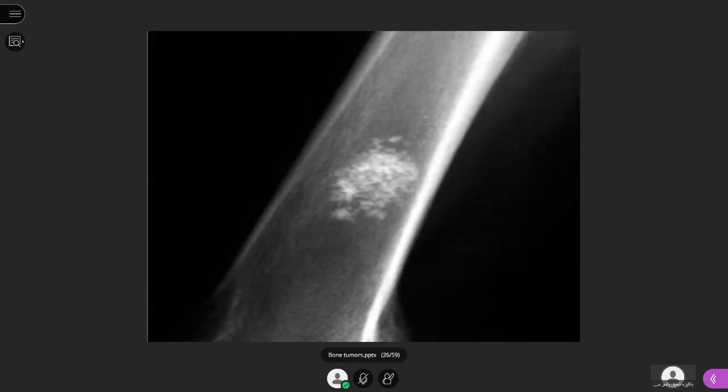Okay, now if enchondroma occurs in a long bone, then it will not be radiolucent. Then it will present with only flecks of calcification. This is the diaphysis of a long bone, and what you see here is flecks of calcification. You are not seeing any lytic lesion or any lucent lesion. Okay.